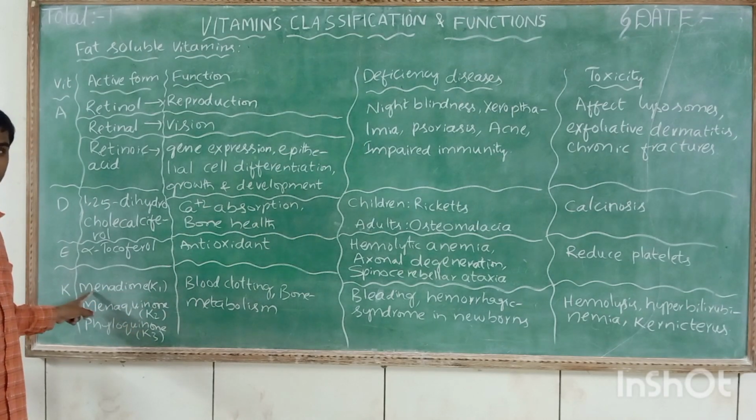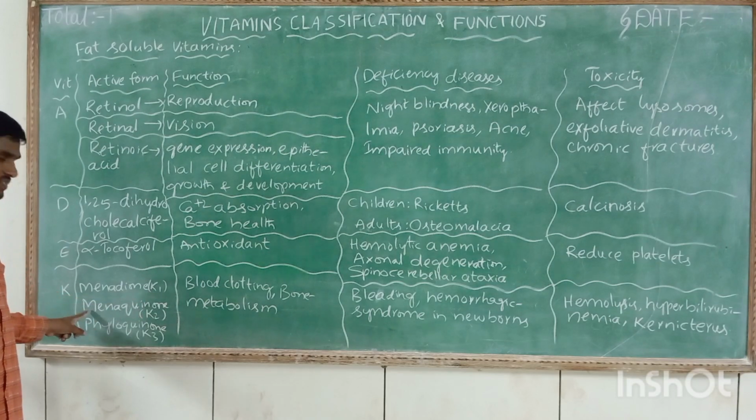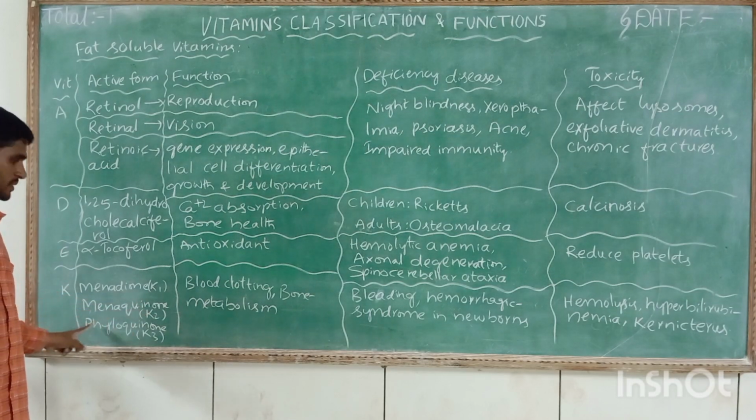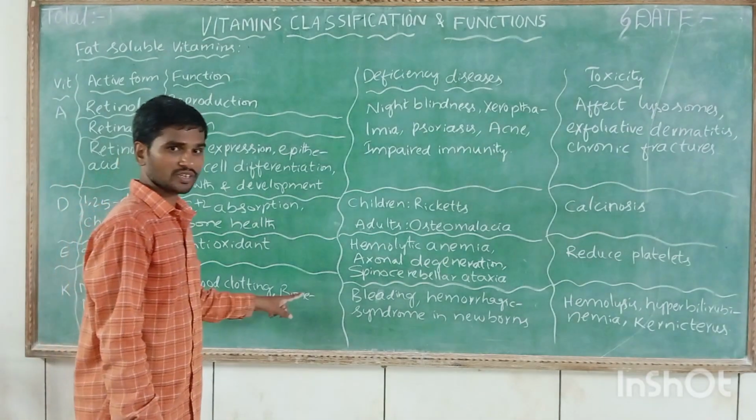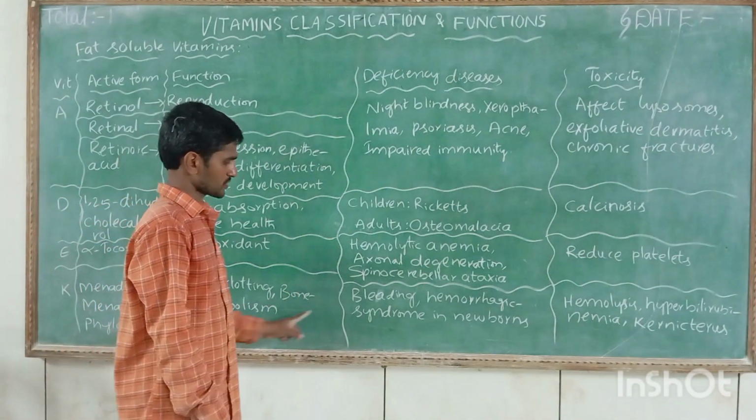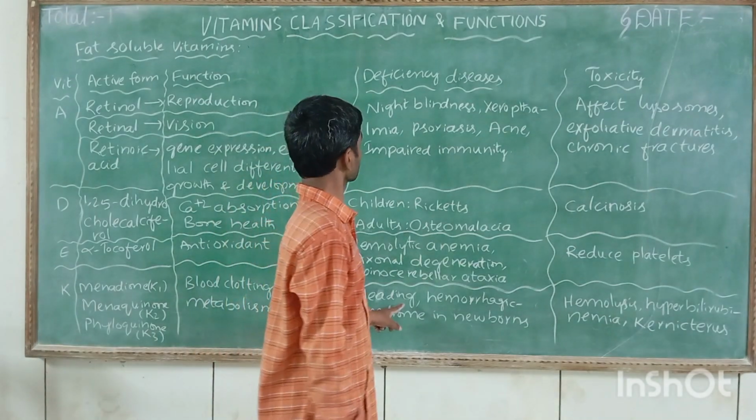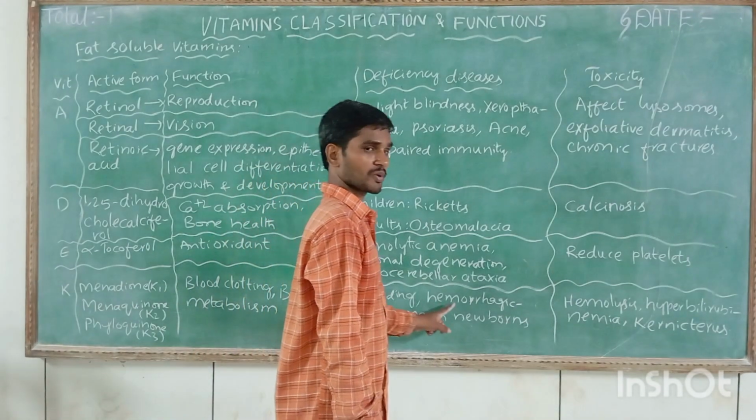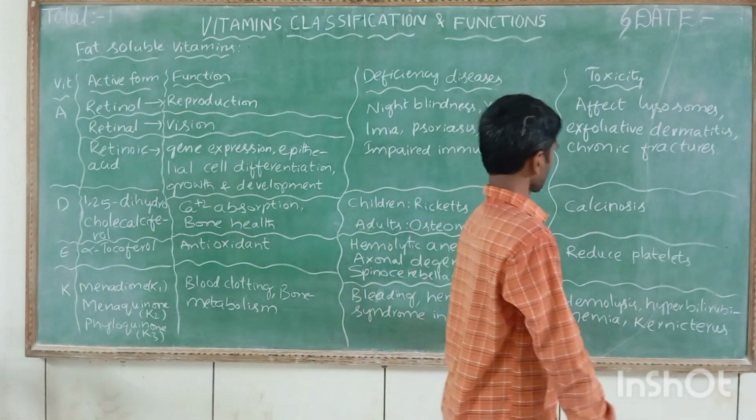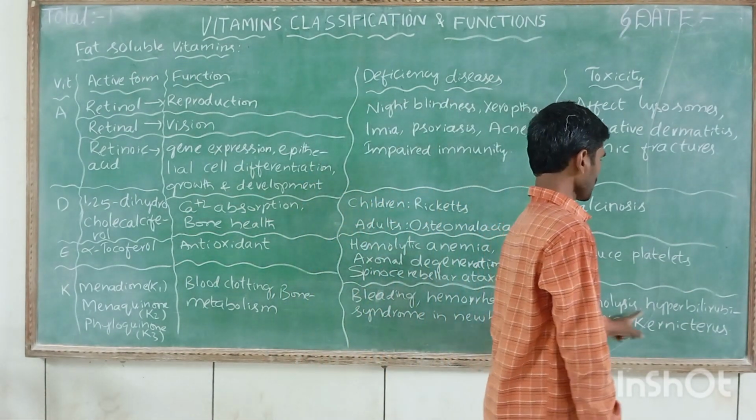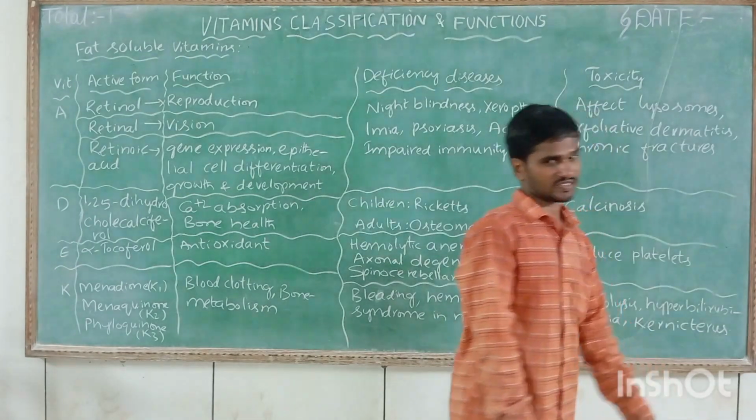Vitamin K1 is called phylloquinone, vitamin K2 is called menaquinone, and vitamin K3 is called menadione. The function is blood clotting and bone health, that is, bone metabolism. Deficiency disease is bleeding and hemorrhagic disease in newborns. Toxicity causes hemolysis, hyperbilirubinemia, and kidney damage.